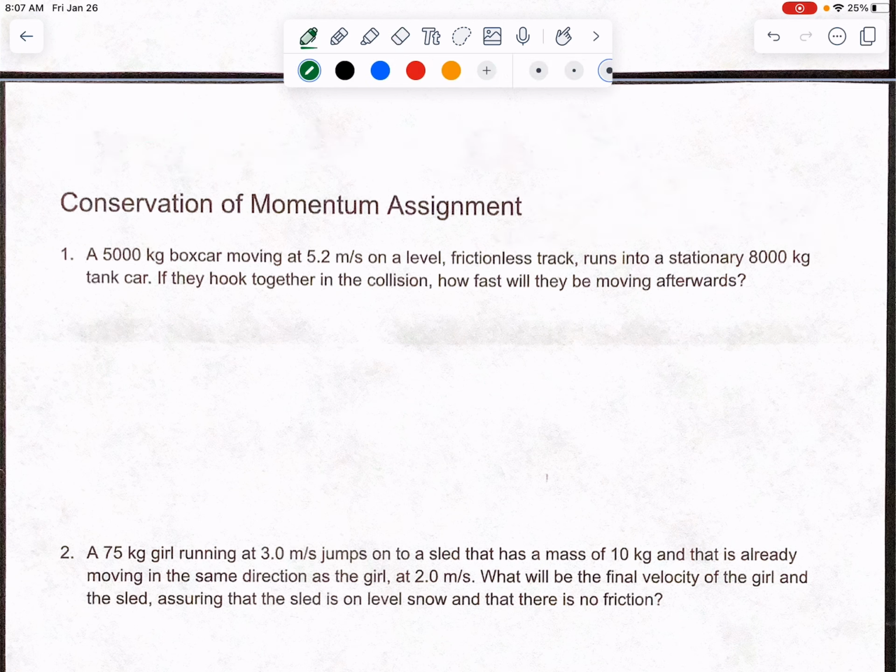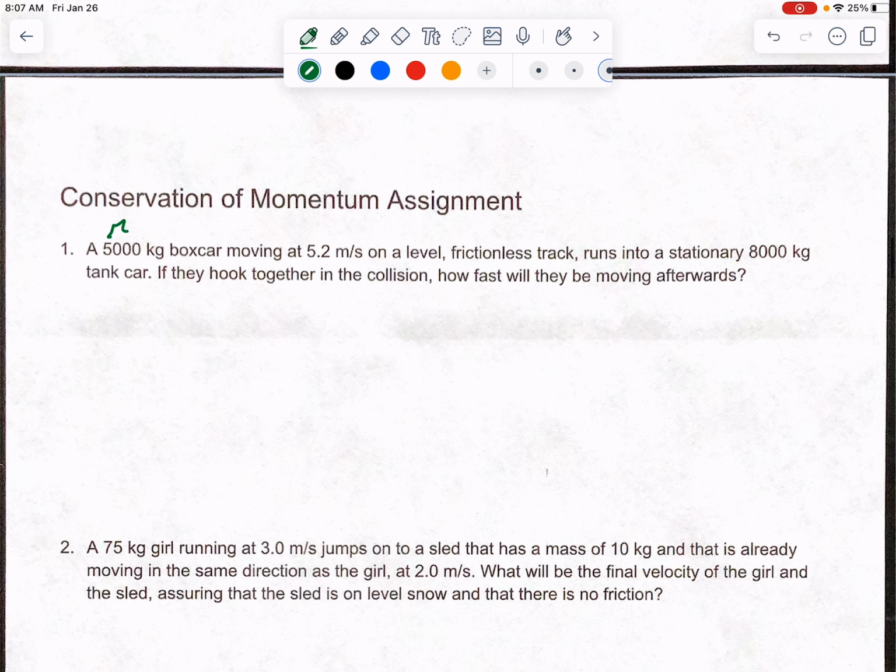All right, on number 1, you have a 5,000 kilogram boxcar moving at 5.2 meters per second on a level frictionless track, which runs into a stationary 8,000 kilogram tank car. If they hook together in the collision, how fast will they be moving afterwards? It mentions that they stick together in the end, so I'm going to set this up.